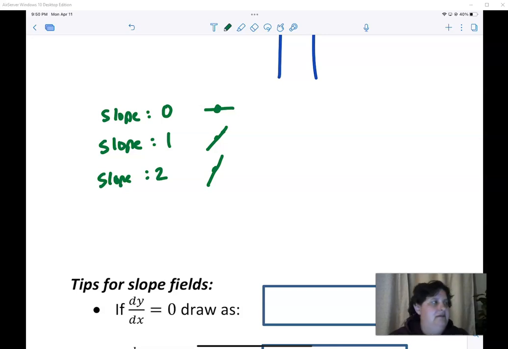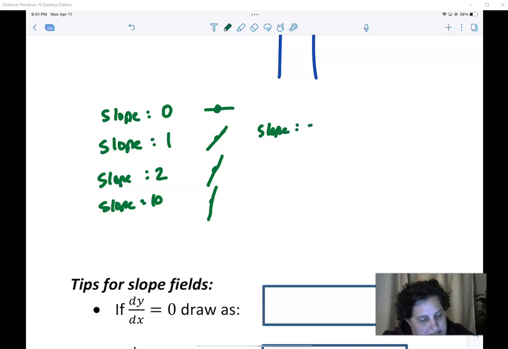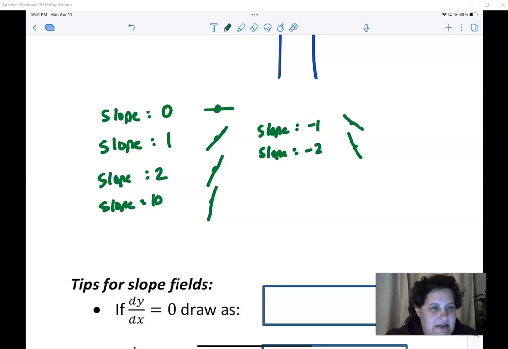You're really just kind of drawing it. Let's say it has a slope of 10. That's probably steeper than that, to be honest with you. It's probably like that, but not quite straight up and down. And then we have negative slopes. What if I have a slope of -1? In my slope field, it would probably look like that. A slope of -2 would be a little bit steeper like that. Okay, so you guys get the idea.